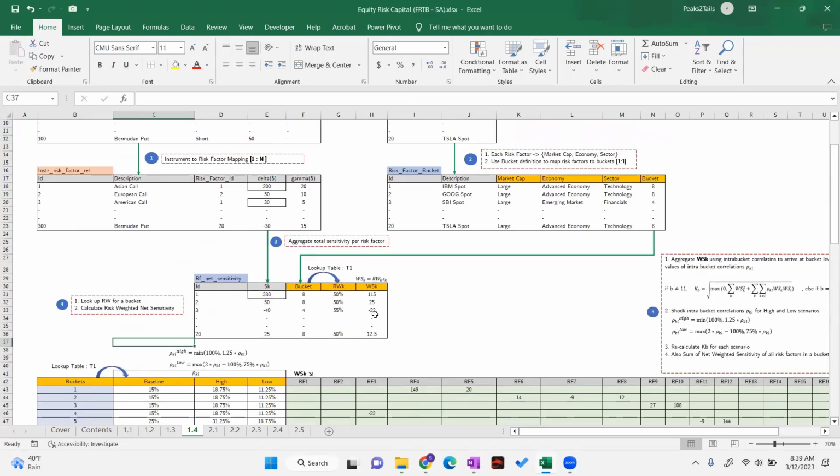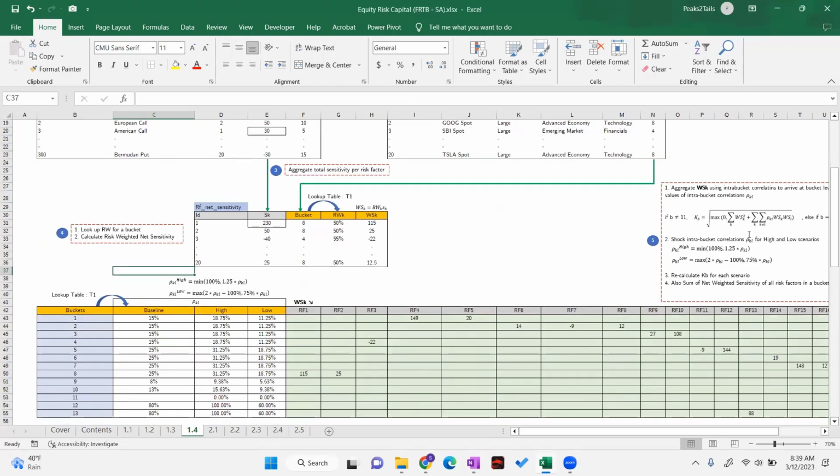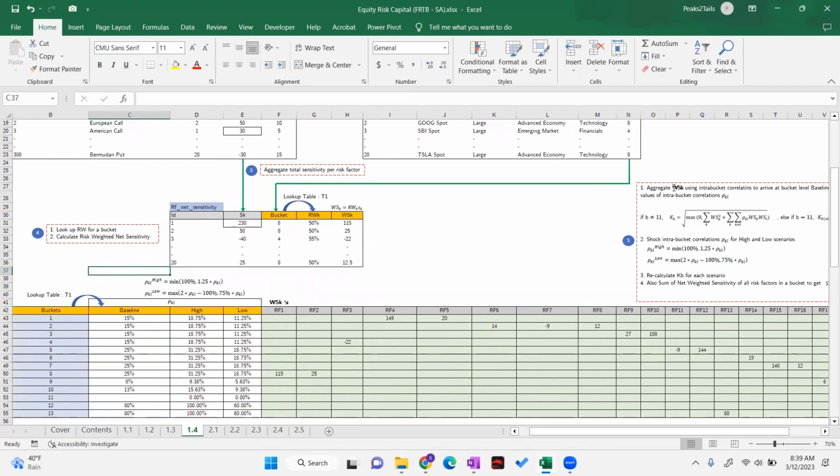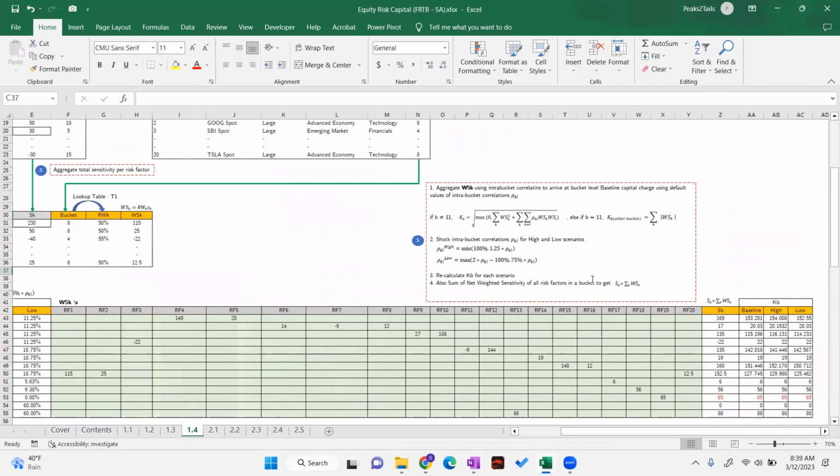All right, so we are here. As I mentioned here, aggregate this using intra-bucket correlations.